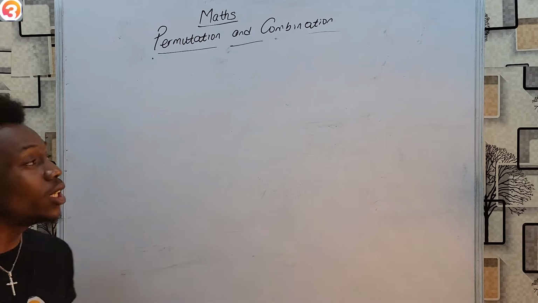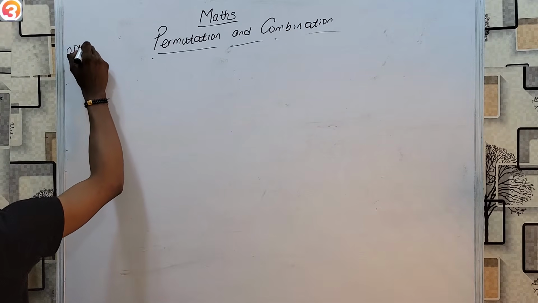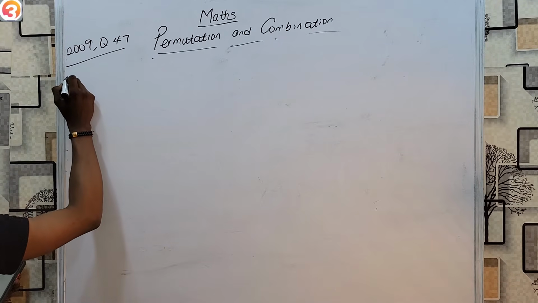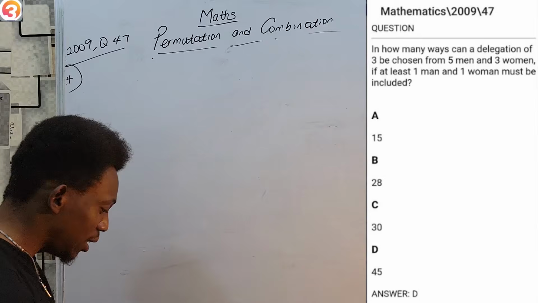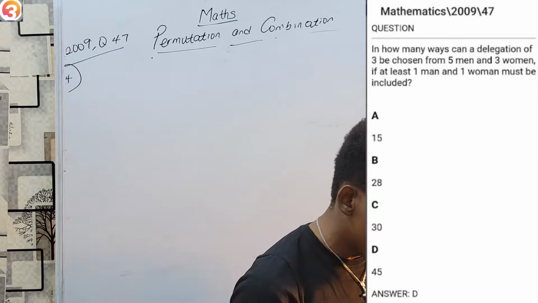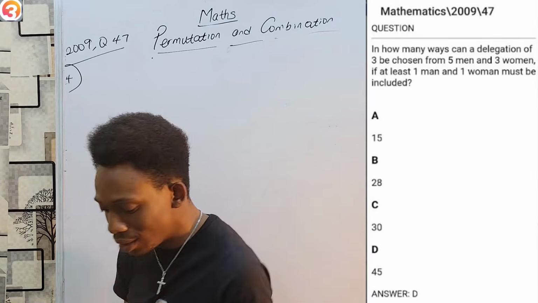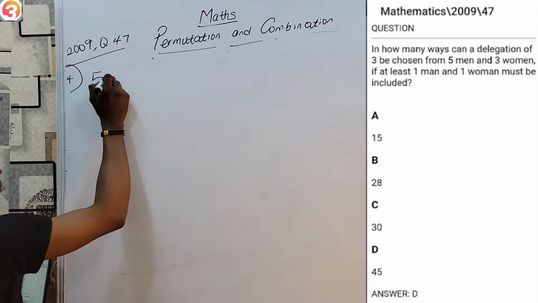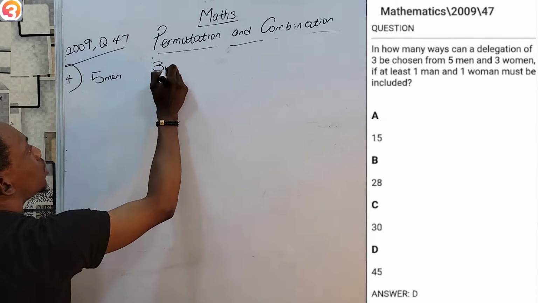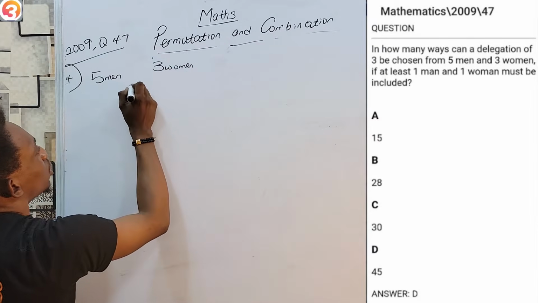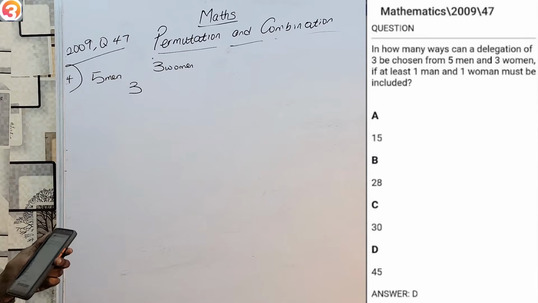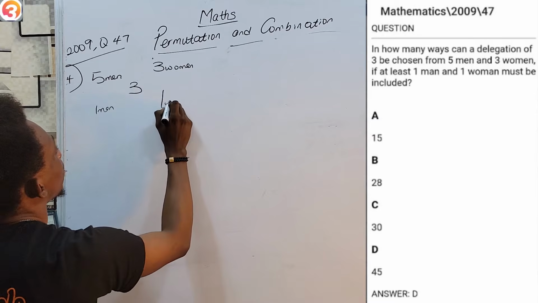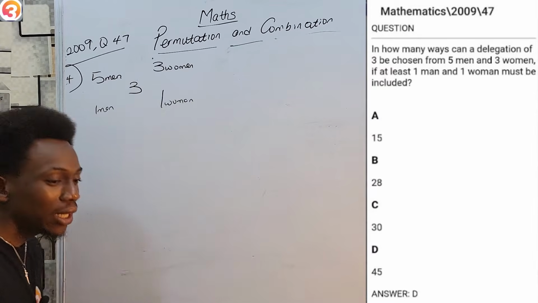Next up, we go to the year 2009 and look at question 47. This one says, in how many ways can a delegation of 3 be chosen from 5 men and 3 women? Let's see. We have 5 men and 3 women. We want a delegation of 3, if at least 1 man and 1 woman must be included.